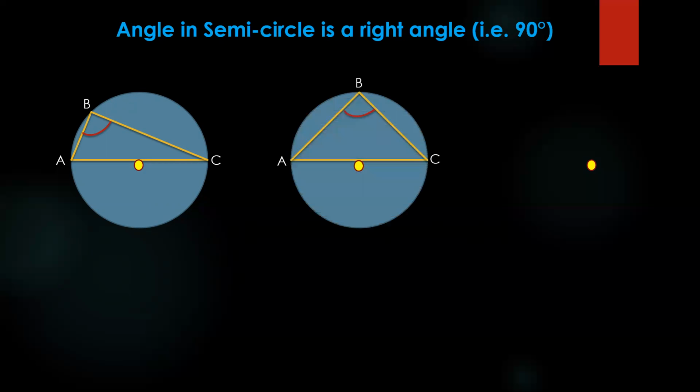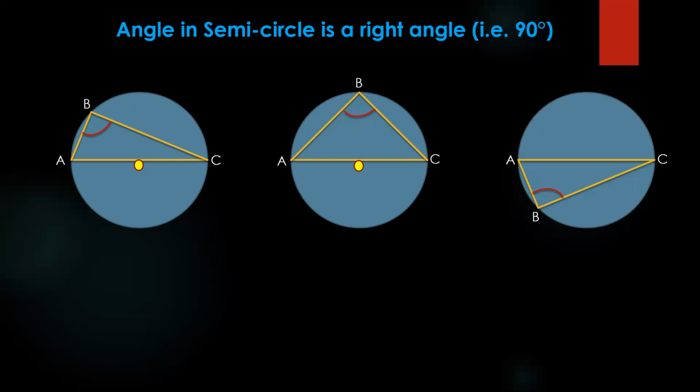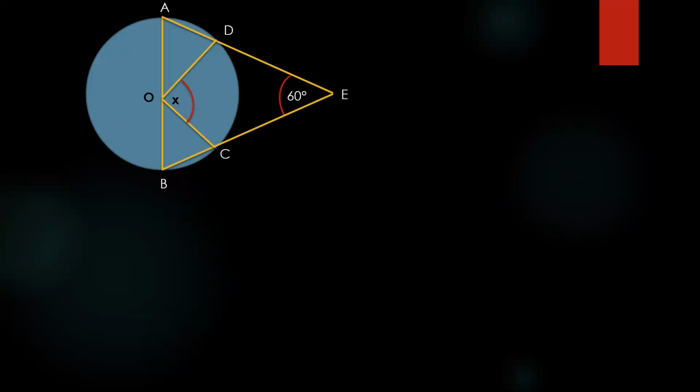You can see two more figures here. In both figures you can see the angle formed in the semicircle. And remember, the angle in a semicircle is always 90 degrees. That is, in each case, angle ABC is equal to 90 degrees. So don't forget this property also. Okay, now let's move to this problem here.